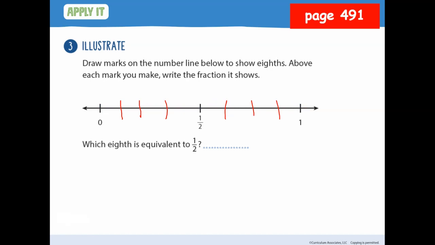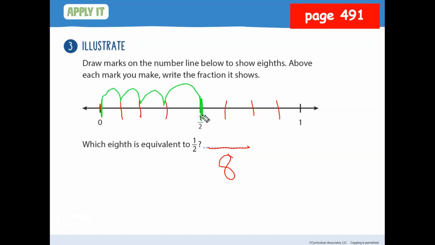Which eighth is equivalent to 1/2? So eighths means that my denominator is 8, right? And how many is from 0 to 1/2? How many sections? Go ahead and jump, and you tell me how many. See? 1, 2, 3, 4.